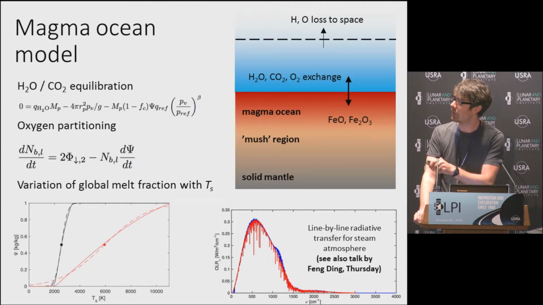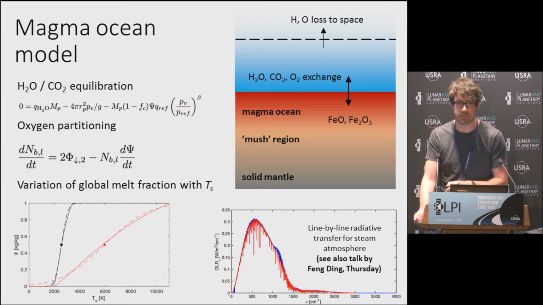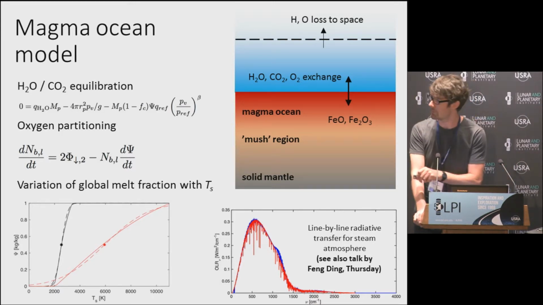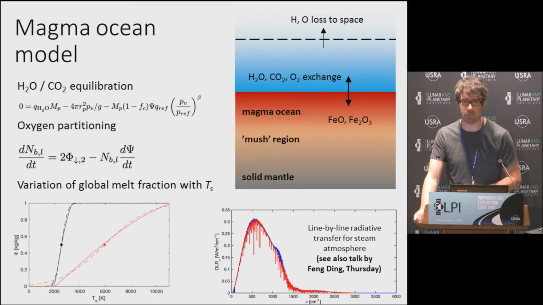And we have a model that treats both loss of hydrogen and oxygen to space, and a line-by-line radiative transfer model for the steam atmosphere. If you're interested in more details of the line-by-line model, I encourage you to tune in to Feng Ding's talk on Thursday, where he'll be talking about applications of this to 3D GCM modeling.